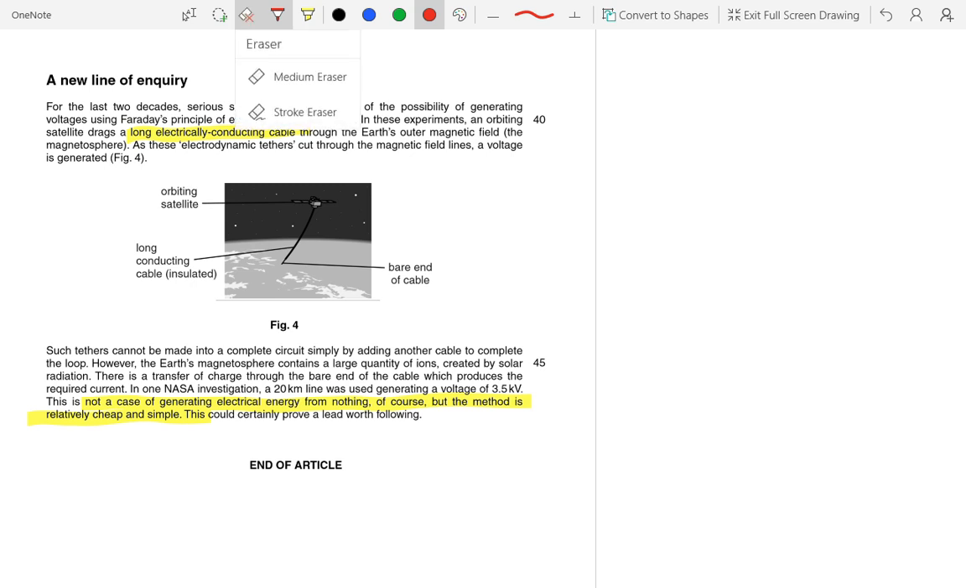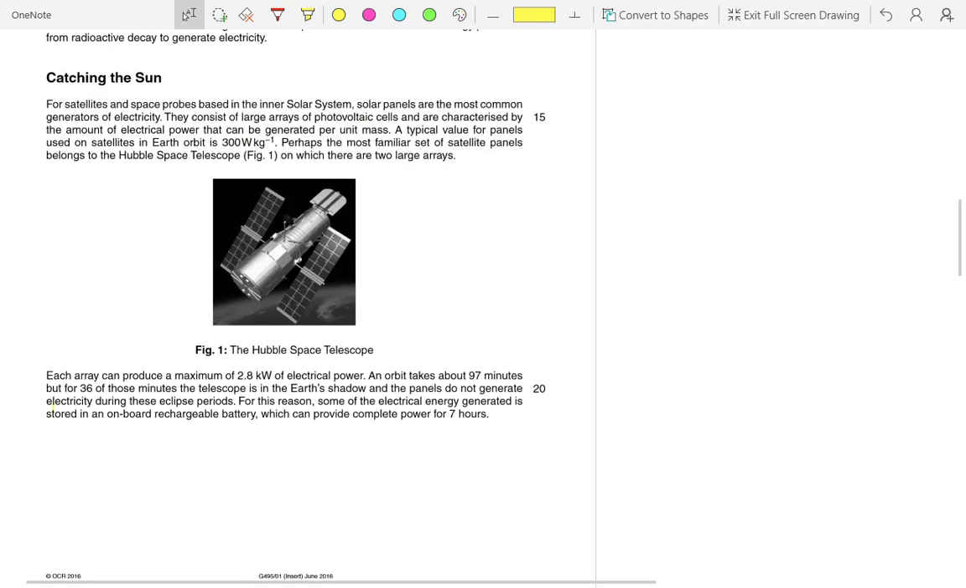So it's telling us a bit of information here, which is just generally a few key numbers. So how long it is, 20 kilometres, and the voltage it's generated so far, 3.5 kilovolts. It could ask you to compare this to the values that you had from earlier. So how does that compare to the Hubble telescope, which, if we go back up and look at it, was 2.8 kilowatts. Well, that's per array. Each array can produce a maximum of 2.8 kilowatts.